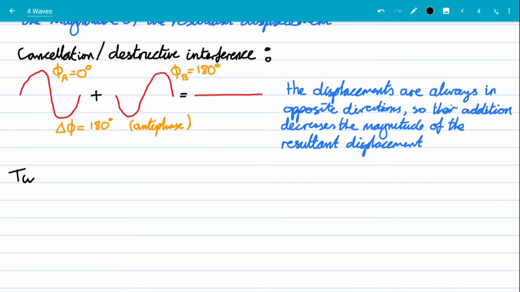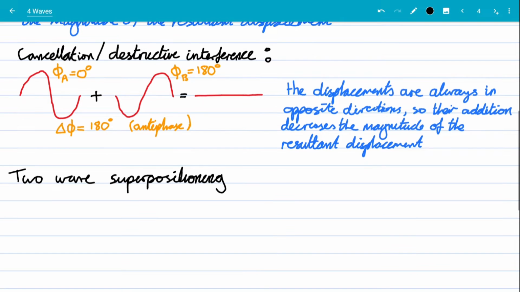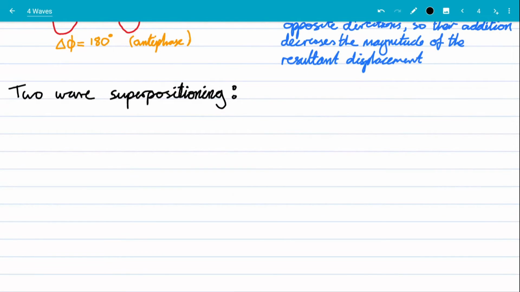Let's say two waves. That is terrible handwriting. My apologies. Two waves, and let's say they are superpositioning. So these two waves, whatever they are, electromagnetic waves, mechanical waves, it doesn't matter, they are going to superposition. And they're going to do that by travelling in opposite directions.